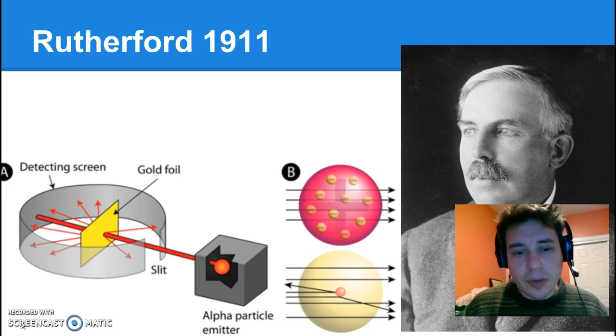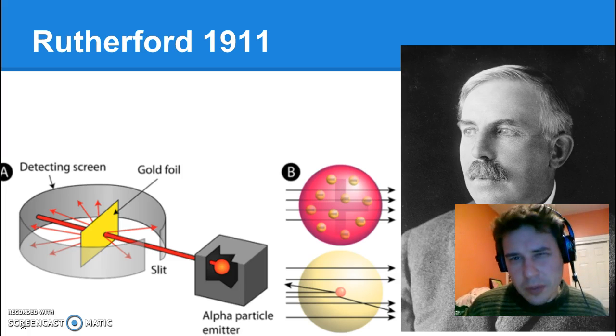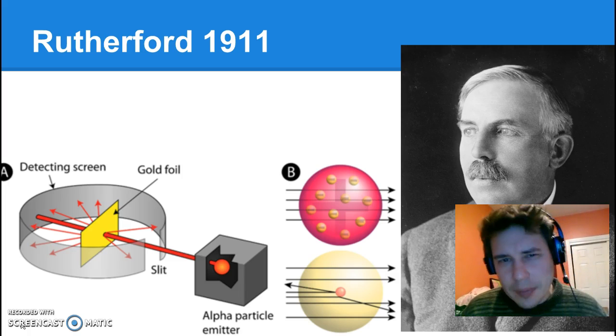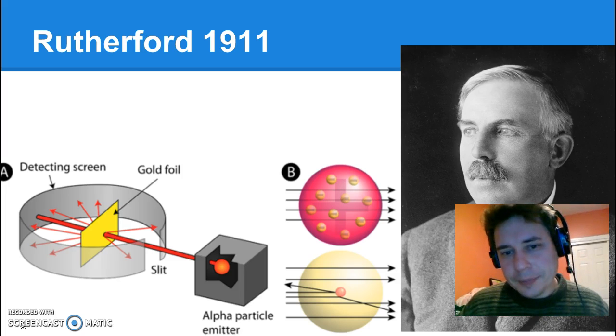Rutherford made a major breakthrough. He was using alpha particles. He didn't know that they were alpha particles at the time, but he was using them to shoot at some gold foil. When they hit the gold foil, what he found was that 99% of them went through, though. 1% actually hit something and bounced back at his emitter.